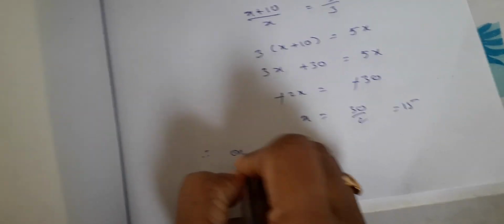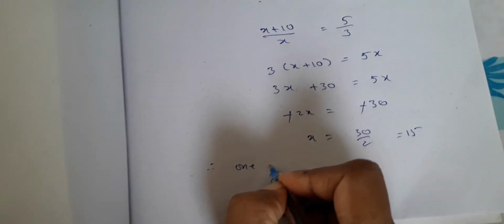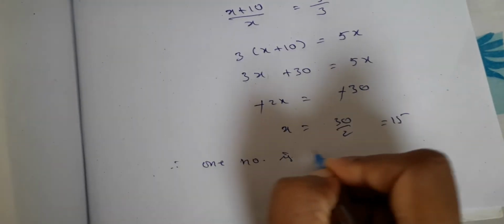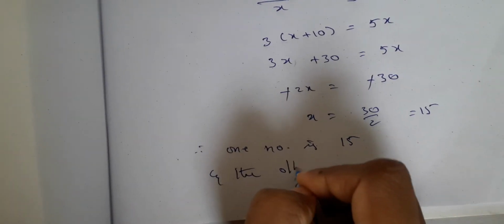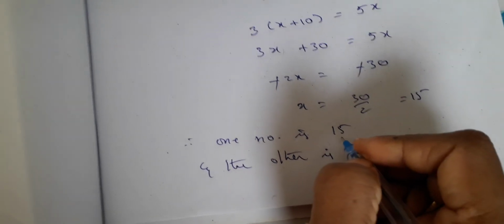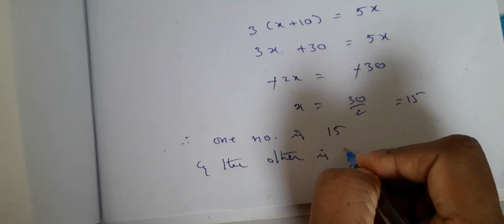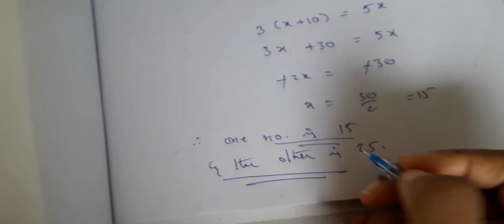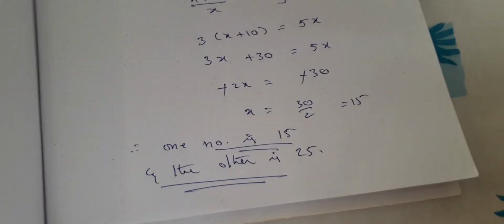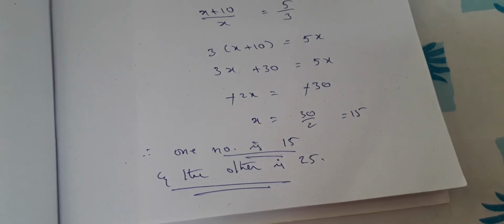So one particular number is 15. Therefore one number is 15 and the other is 15 plus 10, is it not? So 25. So this is the solution. This is the solution. Clear?